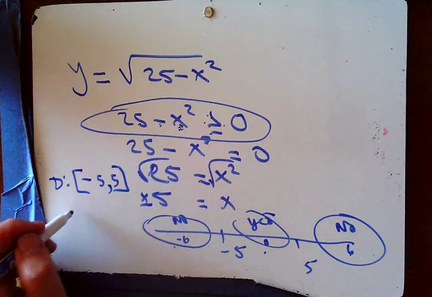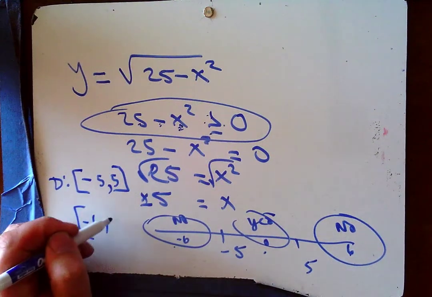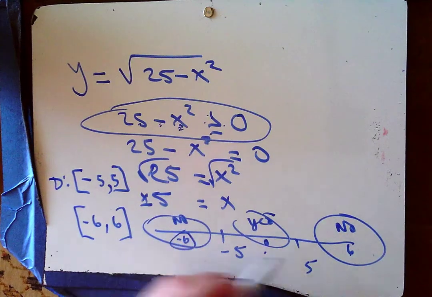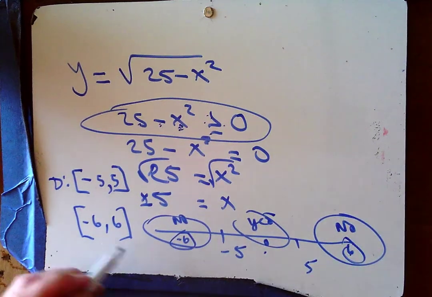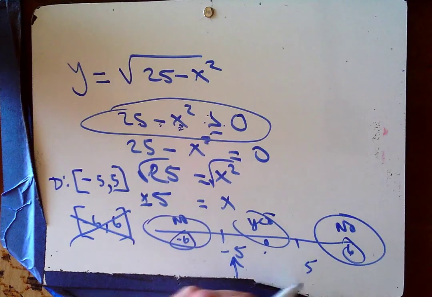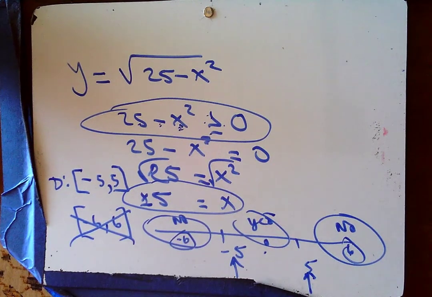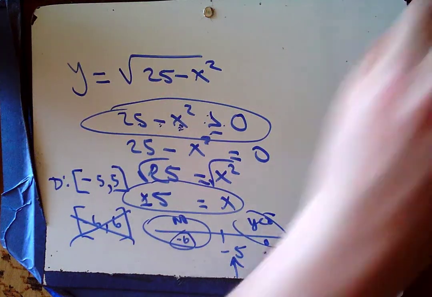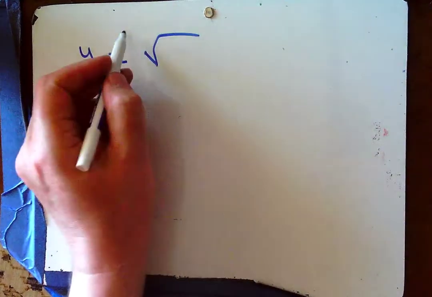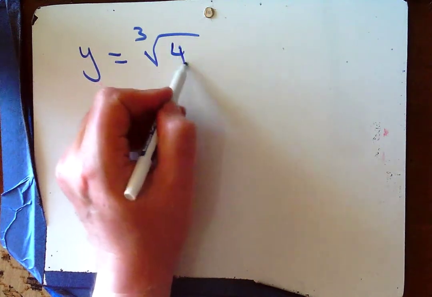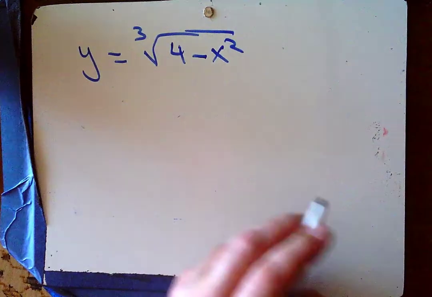By the way, don't fall into this trap. Some students report this is the answer because they used their test values. No, you have to use the critical values that you found. That's why we found the critical values. Those are our boundaries, okay? All right. Well, I hope this is feeling pretty comfortable. How about this last radical problem? Cube root of 4 minus x squared, okay?